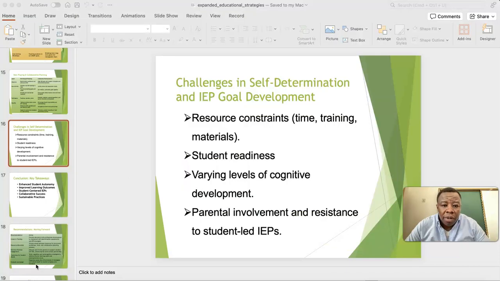Challenges in self-determination and IEP goal development include resource constraints, including time, training, and materials. Student readiness is questionable. In most cases, students are never ready. There are also varying levels of cognitive development, parental involvement, and resistance to student-led IEPs.